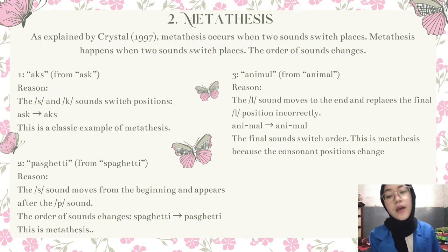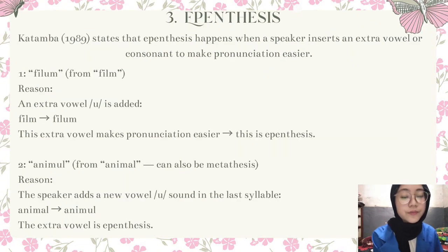And number 3, animal, from animal. The reason is the L sound moves to the end of and replaces the final L position incorrectly. So animal becomes animal. The final sounds switch order. This is metathesis because the consonant position is changed.